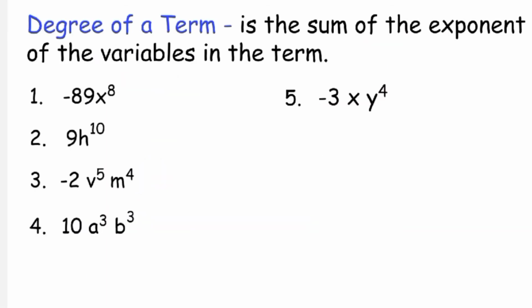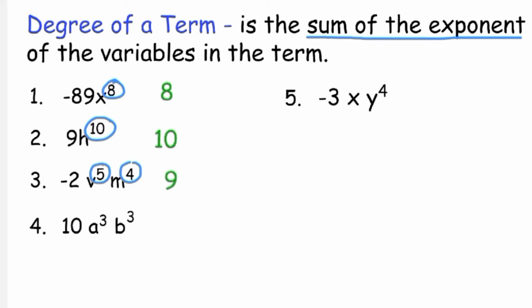Okay, the degree of a term is the sum of the exponents of the variables in the term. So the exponent in number 1 is 8, therefore the degree is 8. In number 2, the exponent is 10, so the degree is 10. In number 3, the sum of the exponents 5 and 4 is 9, therefore the degree is 9. Same in number 4, the sum of the exponents is 6, while in number 5 we have the exponents 1 and 4, so their sum is 5.